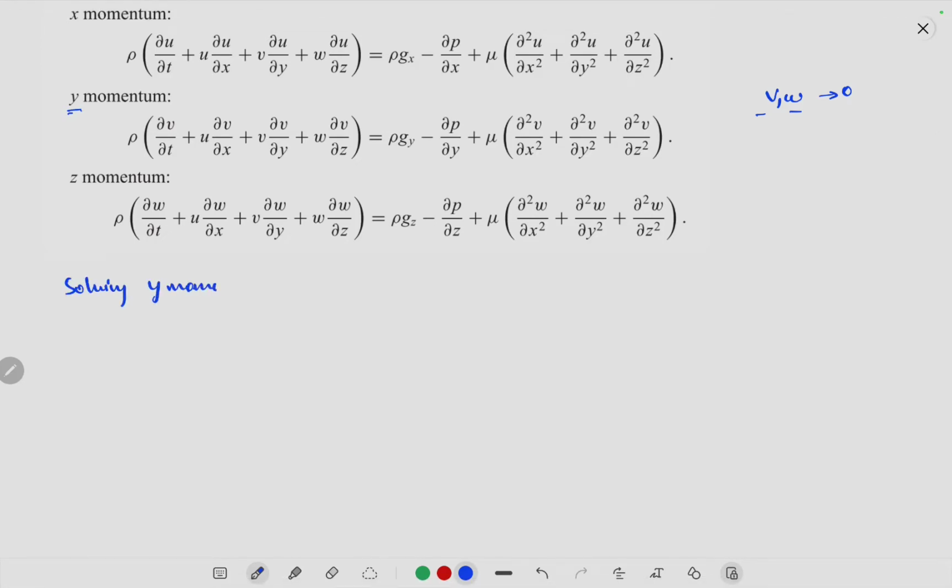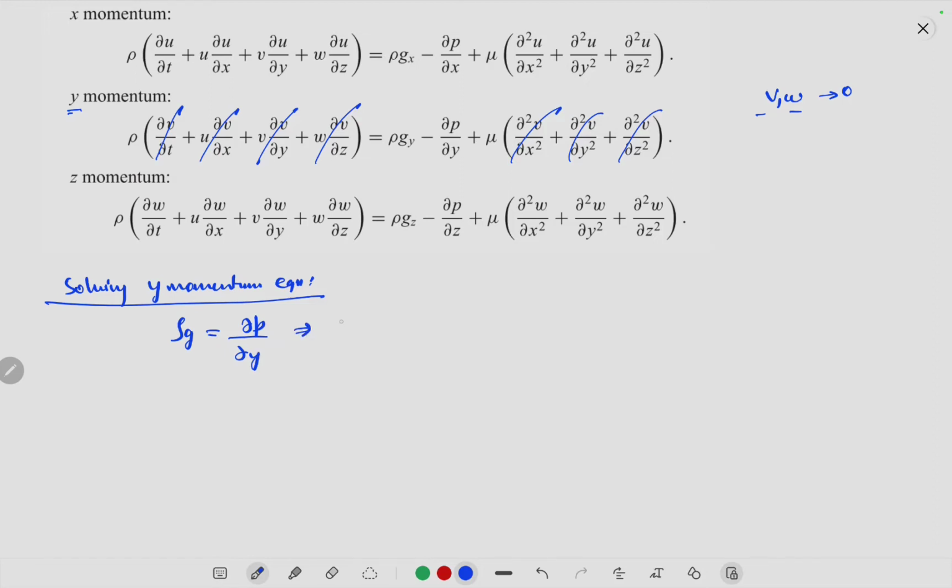Solving the y momentum equation: we have considered steady state flow, so this is 0, and v is also 0, so this will be 0. Again this will be 0, since there is another v here, this will be 0, and this will be 0. Then gy is g, and del p by del y is not 0 currently. Then we have v here, and v here. So what we are left with is rho g equal to del p by del y.